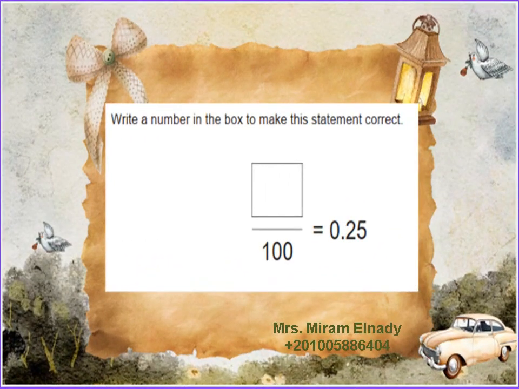Question 1. Write a number in the box to make the statement correct. We have here a number over 100 equals 0.25. So 25, these two numbers after the decimal point, or to the right of the decimal point, and we have two zeros, so this means the missing number in the box is 25.